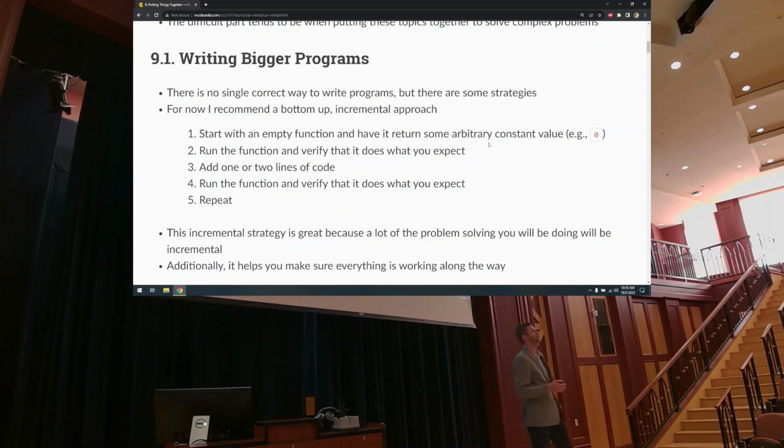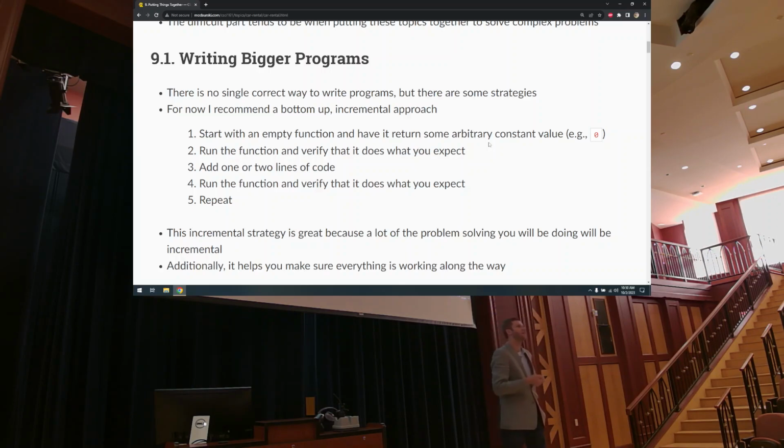Then what you do is you decide, okay, I want to write a function. I want to write a function to do something. So what I do is I start with an empty function. Literally nothing in there. Have it return 0 or some arbitrary value. Hit run. Make sure it does what I expect it to do. It better. If it doesn't, I did something wrong. Maybe it was a syntax error. But write a function, have it return 0. I call the function, make sure it gets me back 0. If it does, good. So far, so good.